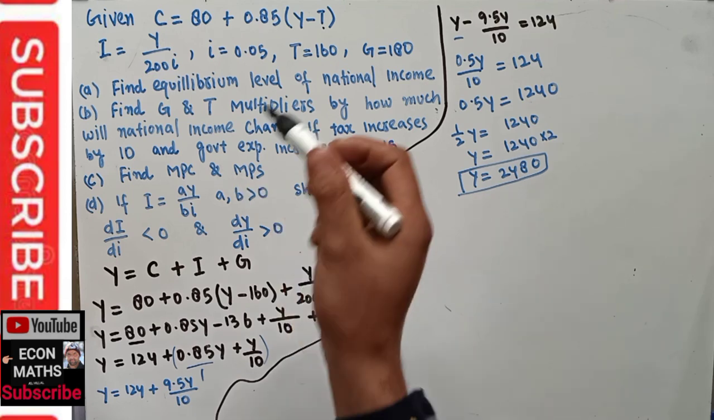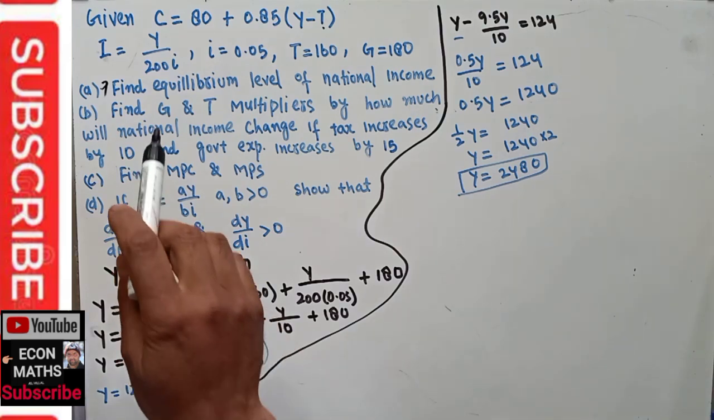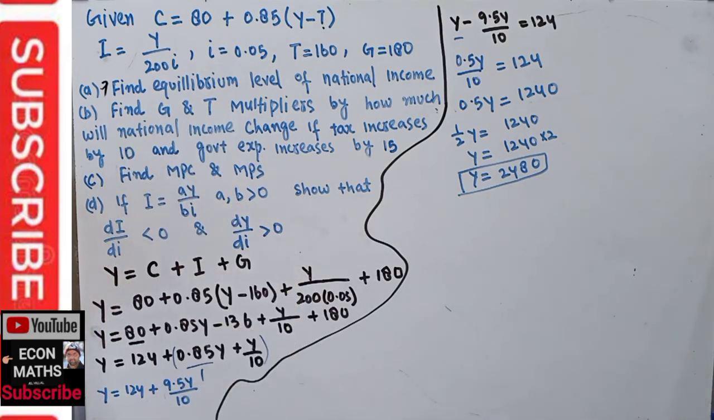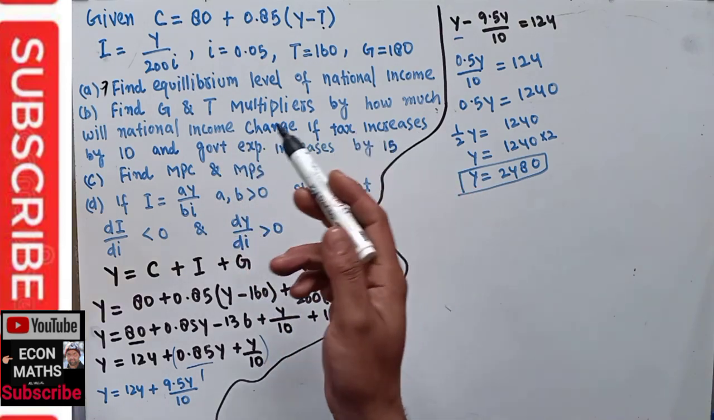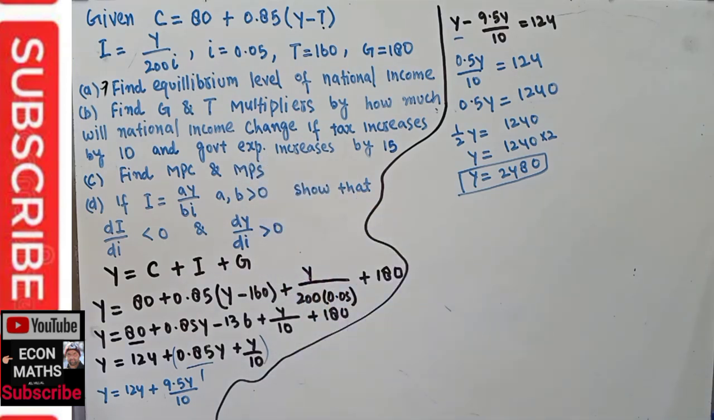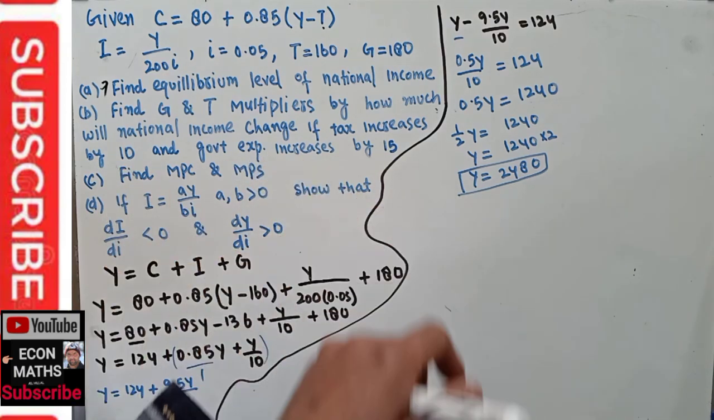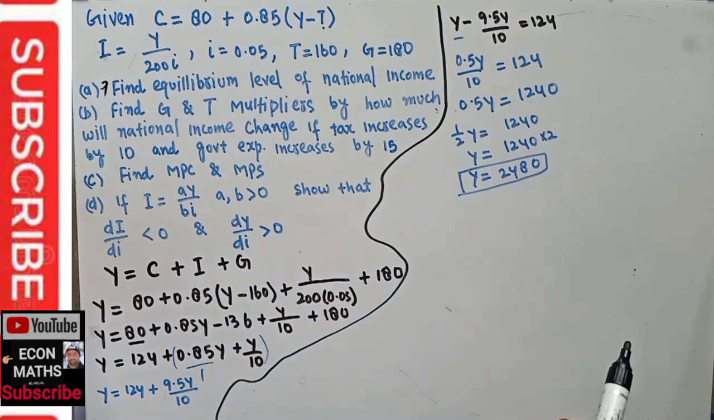$2,480. This is the first thing. Next thing is to calculate the government expenditure and tax multipliers and how much the national income will change if the tax rate increases by 10% and government expenditure increases by 15. Rather, $10 and $15 is the change in the tax and government expenditure.